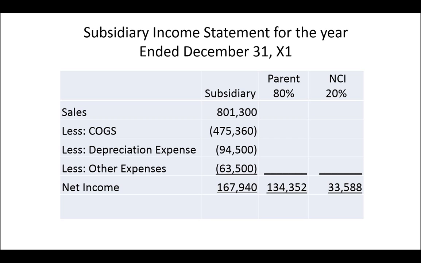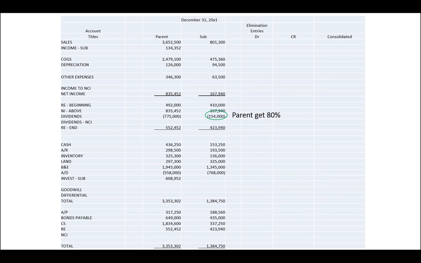And notice that I did not extend the sales and cost of goods sold and the other expenses over for 80 and 20%, because for our purposes the parent is going to get the last number, the net income number, brought over. We see that the dividends are $154. The parent's going to also get 80% of that.